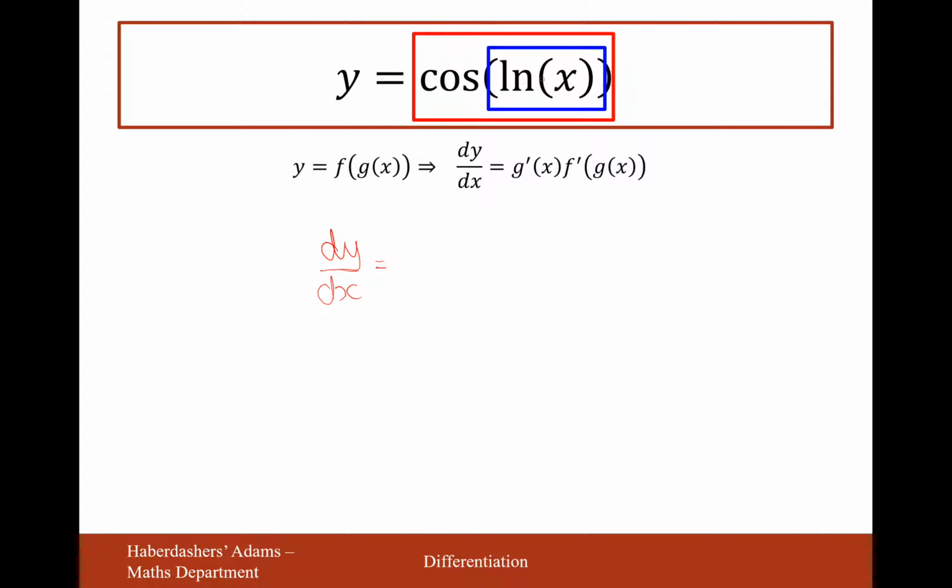The inside function first, it's always inside then outside. Inside function first, that's 1 over x. Then it's going to be multiplied by the outside function differentiated, that would be minus sine of the inside function, so ln x stays inside that sine function. So to simplify the answer, I could actually simplify a bit more: minus sine of ln x, that's ln x inside the sine function, over x. So there we are, that's the answer to this question.